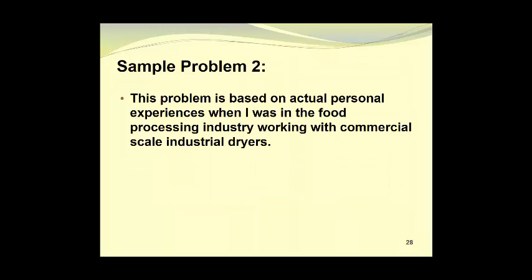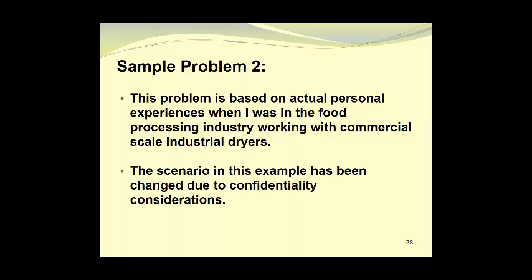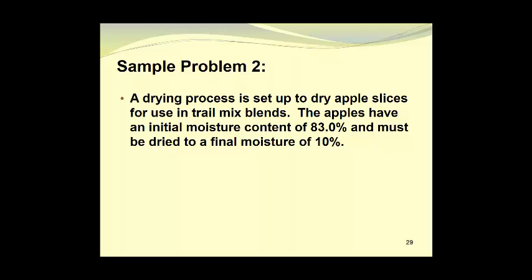That is, 90% as a decimal fraction is equal to 0.90. The second sample problem is based on actual personal experiences when I was in the food processing industry working with commercial scale industrial dryers. The scenario in this example has been changed due to confidentiality considerations. A drying process is set up to dry apple slices for use in trail mix blends.